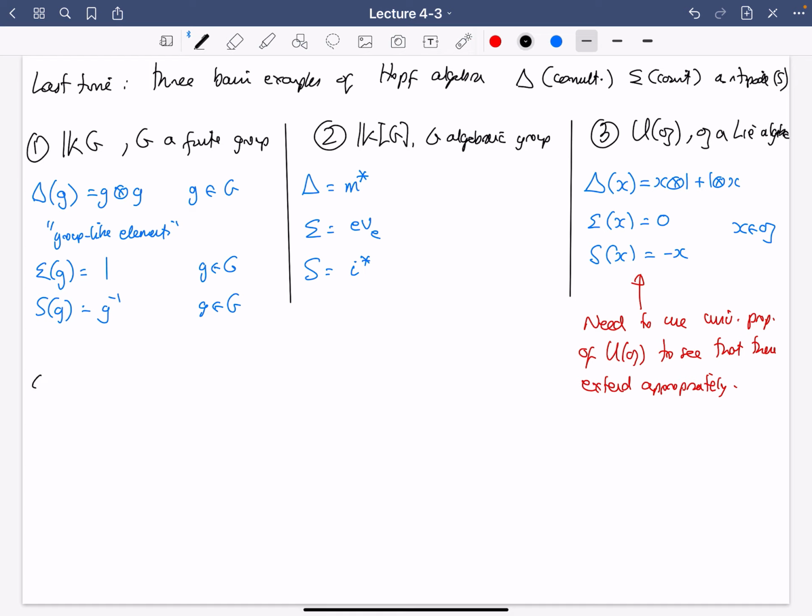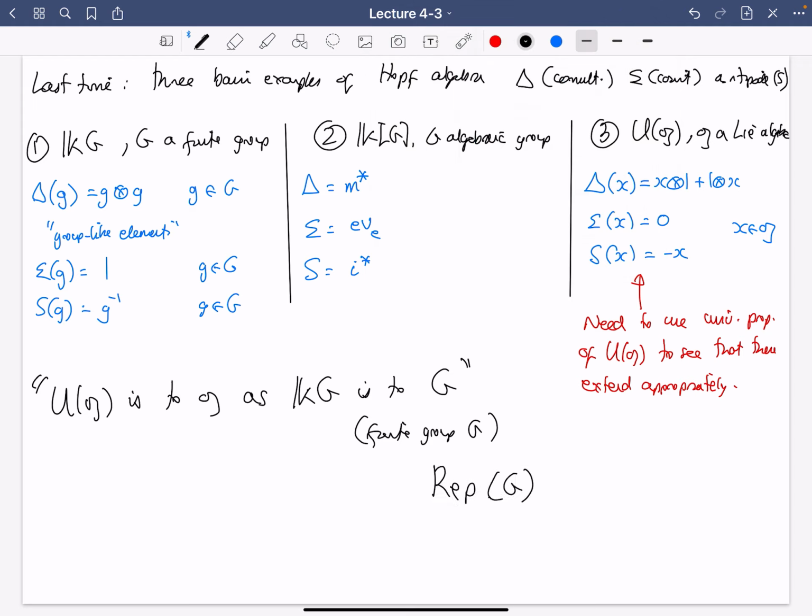So I think it's helpful to think of this as: the universal enveloping algebra is to the Lie algebra G just as the group algebra is to G for a finite group G. When you have a finite group, you look at the category Rep G, finite dimensional representations. It's the same thing as finite dimensional left modules over the group algebra.